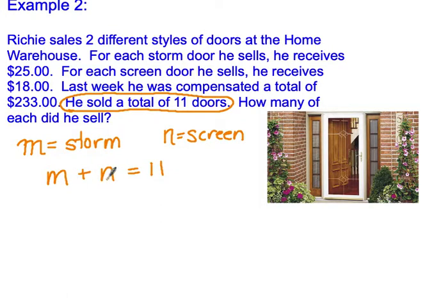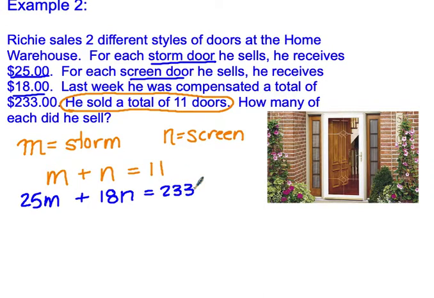Now when I have 2 different variables in there, I'm going to need a second equation to help me do this problem. So I'm going to go back to the problem and look at the price for each. For the storm doors, he gets paid $25 each. So that means 25 times m, plus, for the screen doors, he gets paid 18. So that's going to be 18 times n, which is going to give us a total of $233.